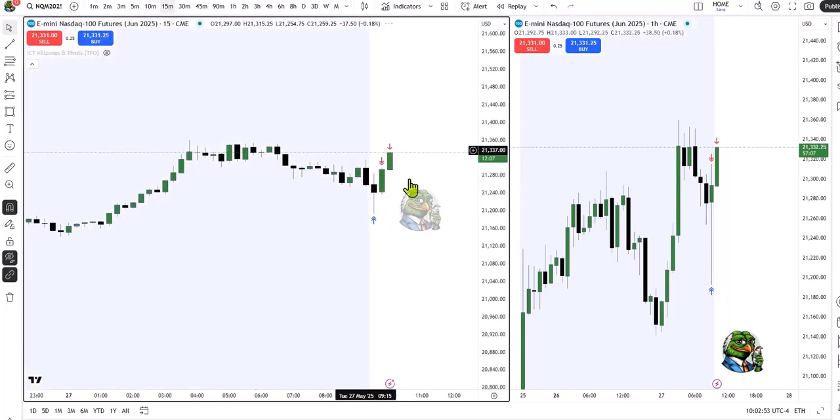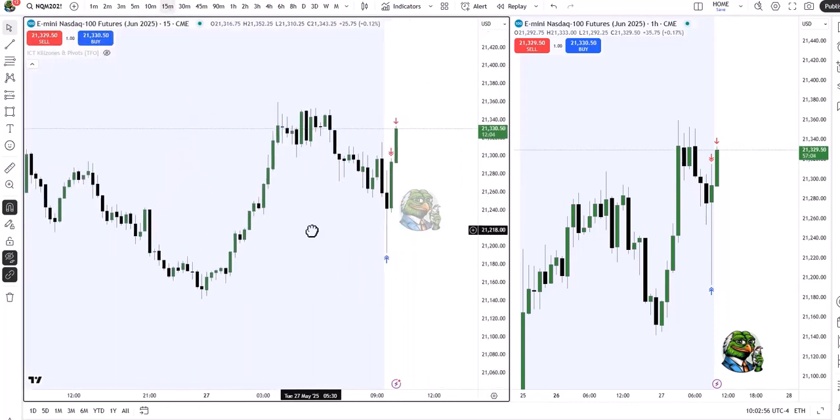And if you look at our 15-minute time frame, you can see that's a fairly big wick coming down into these fair value gaps. Okay, so I hope the video was useful. I will now talk with you in a future video.